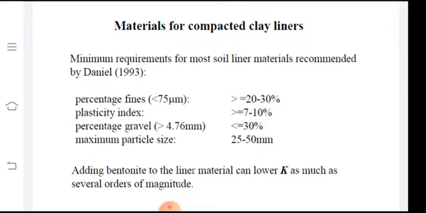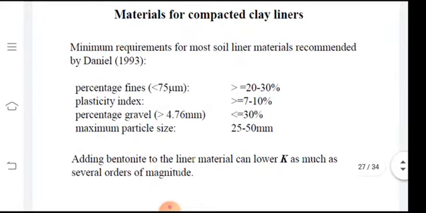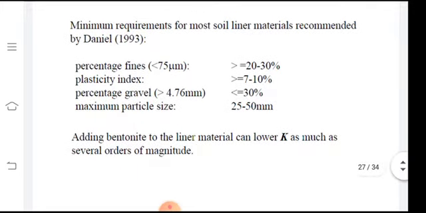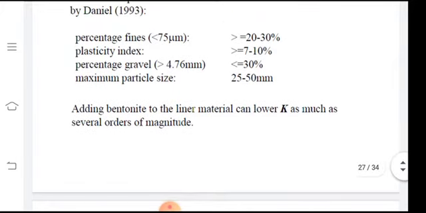So this is again some materials for compacted clay liner with its percentages. The minimum requirements for most soil liner materials are recommended as described here. It is explaining the percentage fines and plasticity index, percentage gravels, and maximum particle size. Adding bentonite to the liner material can lower the hydraulic conductivity. As I said earlier, bentonite has the finest particles, so it is going to have a much greater retention capacity.